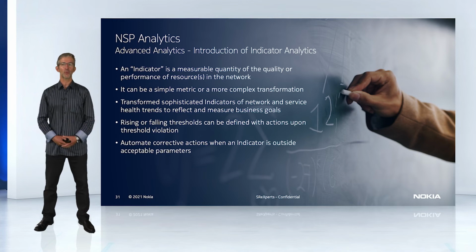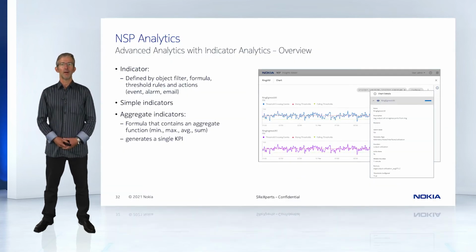Rising and falling thresholds can be defined, as well as actions upon threshold violation. And as the events get published on the Kafka, as I mentioned, northbound, obviously you can also program your own automated corrective actions or troubleshooting actions. A deeper look here in the indicator analytics. As I mentioned, indicators can be simple or more complex.